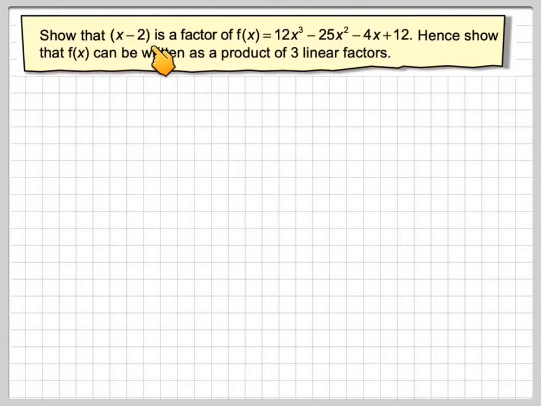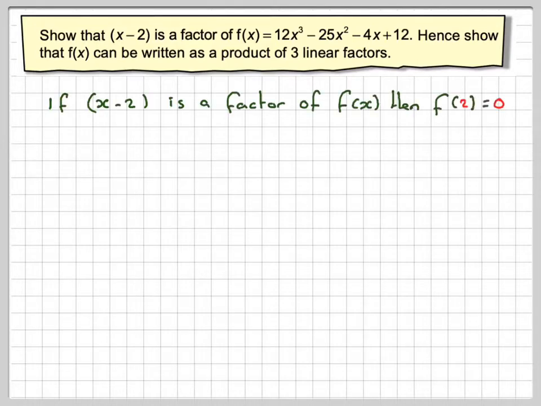Show that x minus 2 is a factor of f of x equals 12x cubed minus 25x squared minus 4x plus 12. Hence, show that f of x can be written as a product of three linear factors. So, if x minus 2 is a factor of f of x, then f of 2, by the remainder theorem, will be equal to 0.